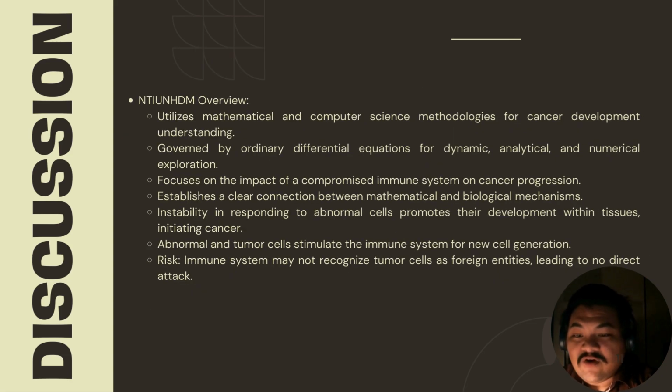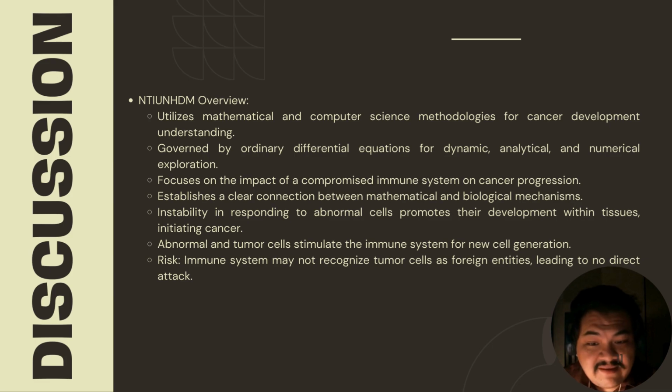And so this is the overview of the normal tumor immune unhealthy diet model. First and foremost, it utilizes mathematical and computer science methodologies for cancer development and understanding. It enables us to understand that this model is governed by non-linear ODEs, ordinary differential equations, which interact dynamically. And so it provides us with analytical and numerical data. It also focuses on the impact of a compromised immune system on cancer progression due to the unhealthy diet. It establishes a clear connection between mathematical and biological mechanisms. Henceforth, we are able to model biological mechanisms in software such as MATLAB.